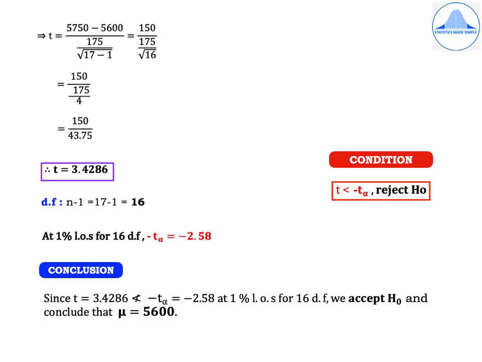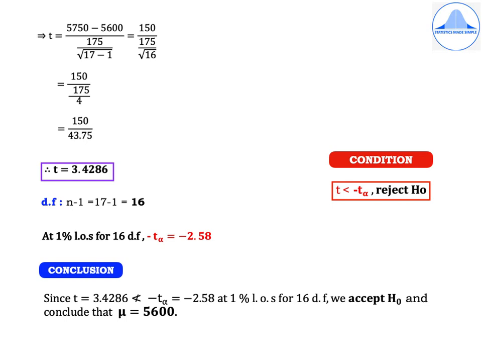Substituting in the test statistic, we get t equal to 5750 minus 5600 divided by 175 divided by root of 17 minus 1, which is equal to 150 divided by 175 by root 16, which is equal to 150 divided by 175 by 4, which is equal to 150 divided by 43.75. Hence, t is equal to 3.4286.